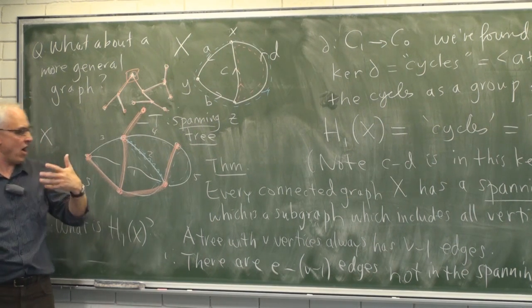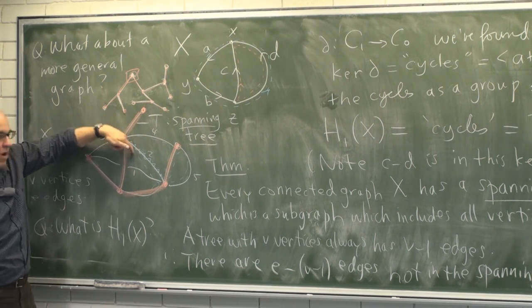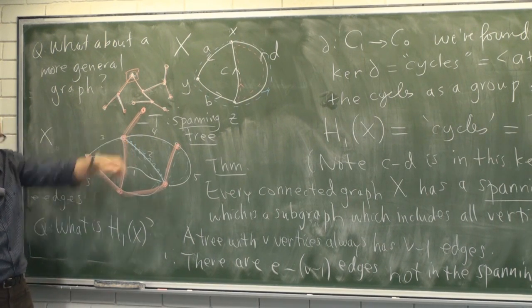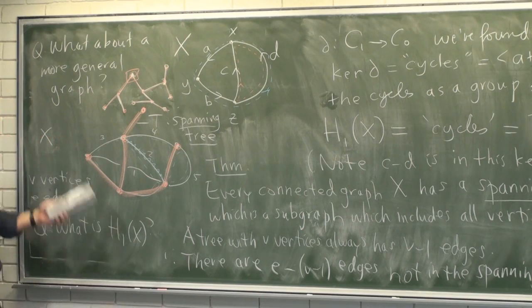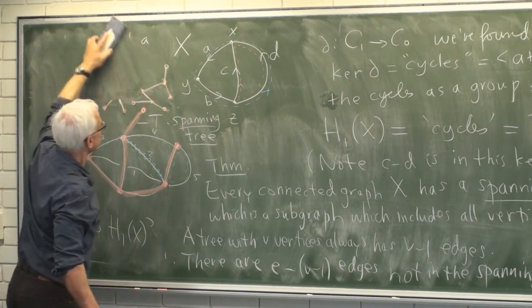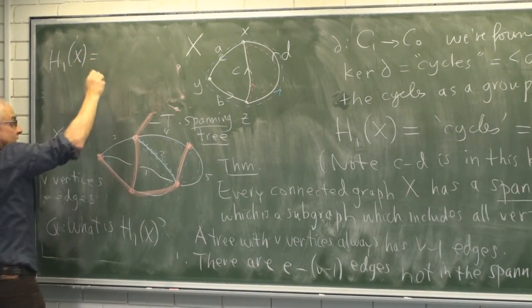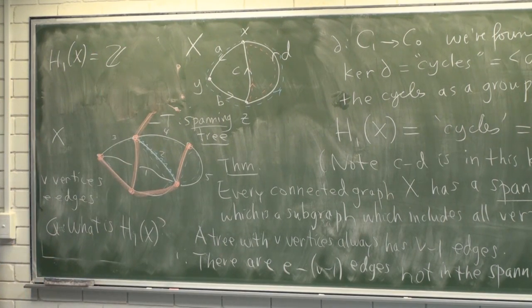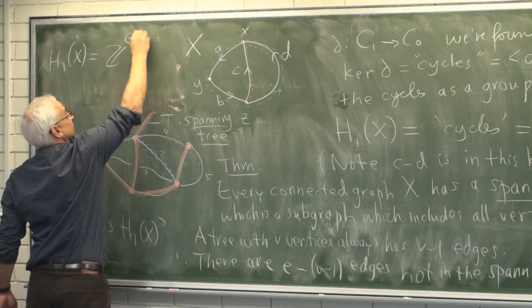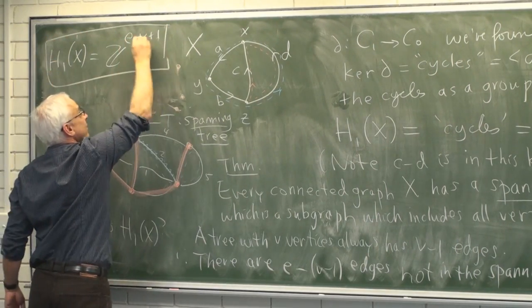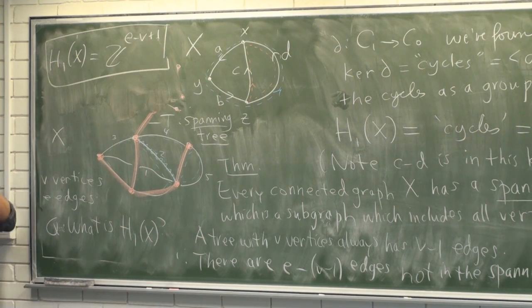And these cycles are all obviously independent, because each one uses a different unused edge. So what ends up happening, and I've almost proven this, but not quite, is that the first homology of this graph is Z to the E minus V plus 1. There are that many generators for the homology, that many edges that we can use to generate new cycles. So that's the homology of a general graph.